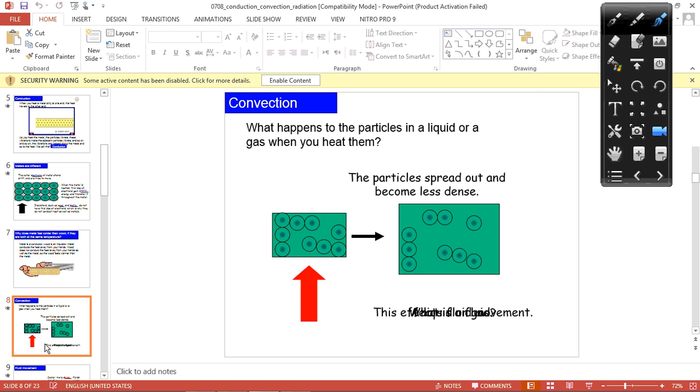Convection means what happens to the particles in a liquid or gas when you heat them. Whenever you talk about convection, you're talking about the heat transfer in which the heat has been transferred through the particles of liquid or gas. The particles spread out and become less dense. When you heat particles in convection, they spread apart, start to move, and become less dense than they used to be before.